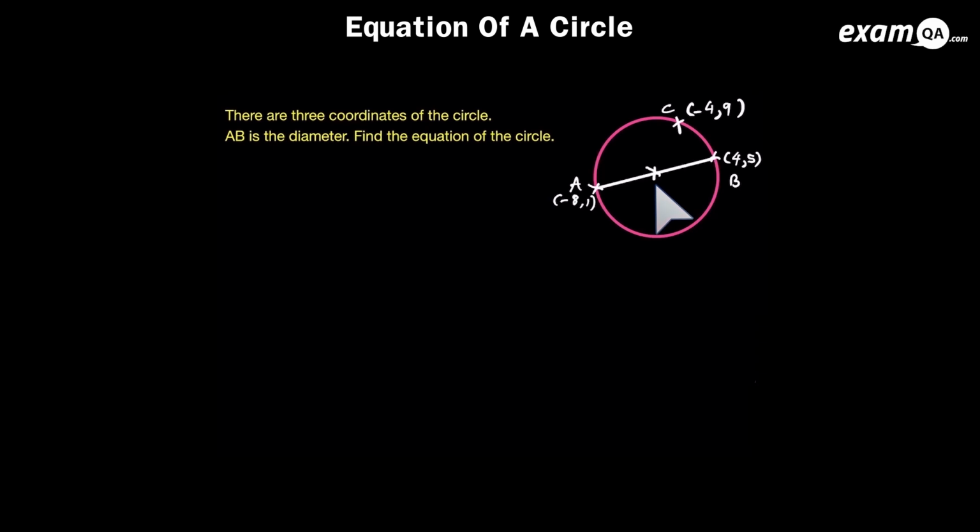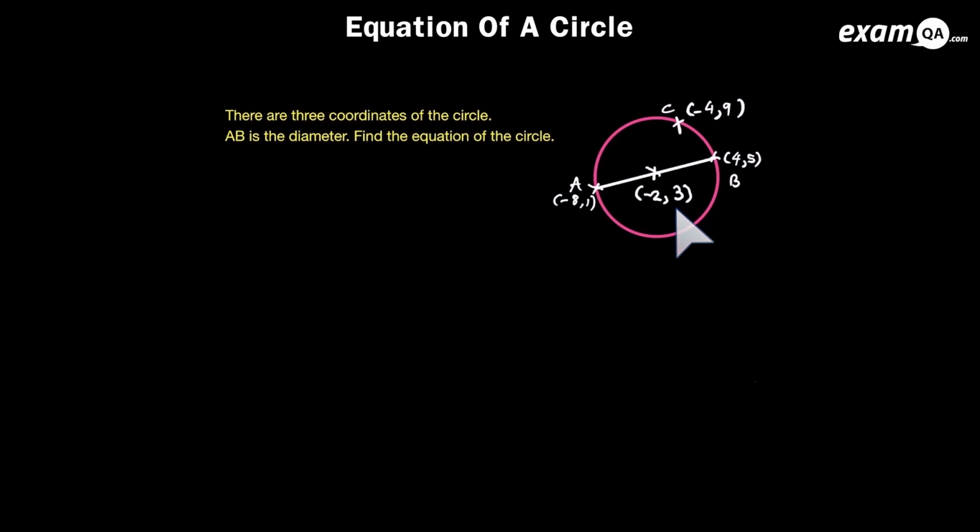So we can simply work out the midpoint of these 2 points. And we do that by taking the mean of the x values and the mean of the y values. So we have minus 8 plus 4, which gives us minus 4, divided by 2, that gives us minus 2. Then we have 1 plus 5, which is 6, divided by 2 gives us 3. So we've got the center of our circle.